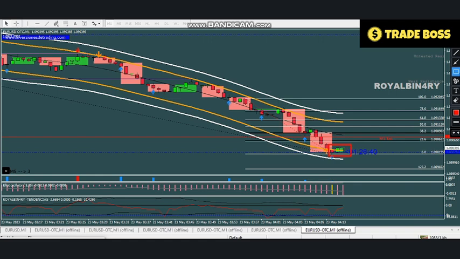Here is a new signal from the buyers. When the candles cross the yellow line of the Bollinger Band from the bottom up, and the red line of Royal Binary is also up, hope we win this trade.